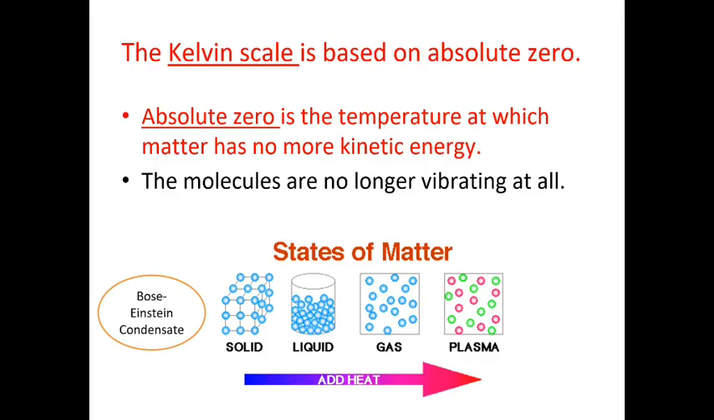When you learn about states of matter, you learn about solid, liquid, and gas, maybe plasma. Turns out there's another exotic state of matter, which would be at absolute zero. It's called the Bose-Einstein condensate, the coldest possible temperature.